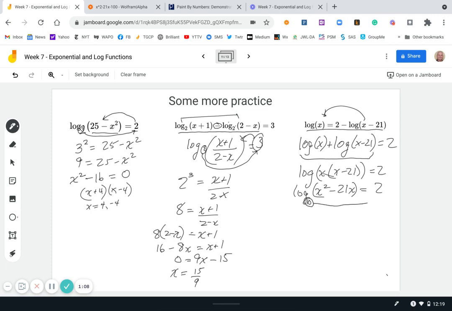So we say log base 10 to the second equals this expression. So 10 squared equals x squared minus 21x. So this is 100 equals x squared minus 21x. Then 0 equals x squared minus 21x minus 100. And so can we factor that? Probably not. I think we'd have to shove that into our quadratic equation. I will leave that as an exercise for you guys to find out what the factors are.